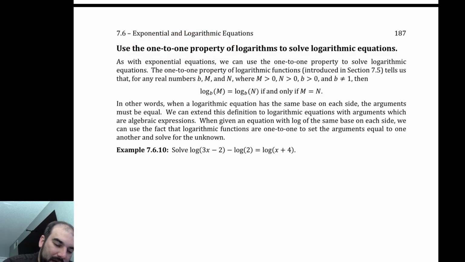I foreshadowed this earlier, I wrote it down. If I have the same log on both sides of an equal sign, we can essentially get rid of those logs because they're doing the same thing to both sides. So we can undo that same thing and just say that m must equal n. Now, in order to use this, you need just a single log with the same base on both sides.